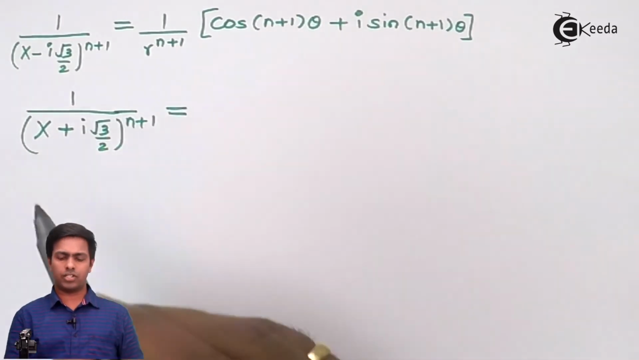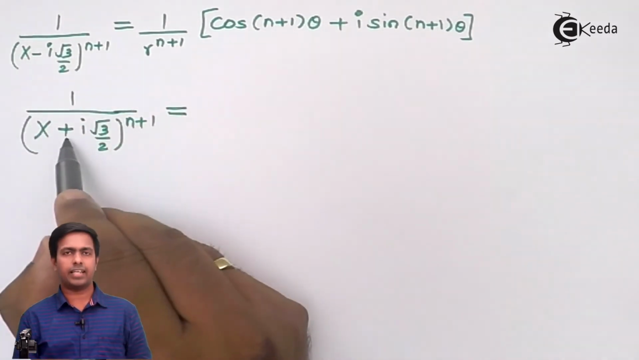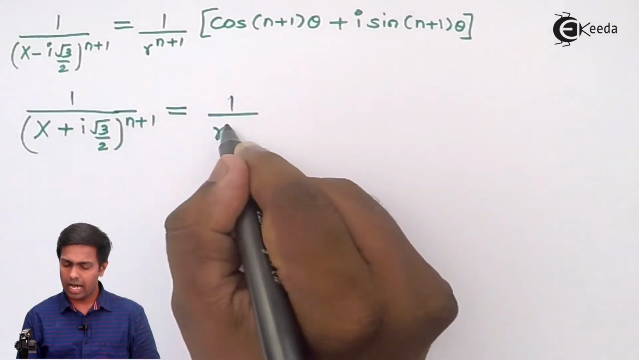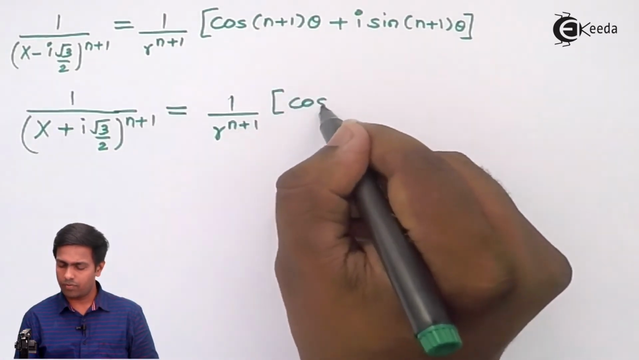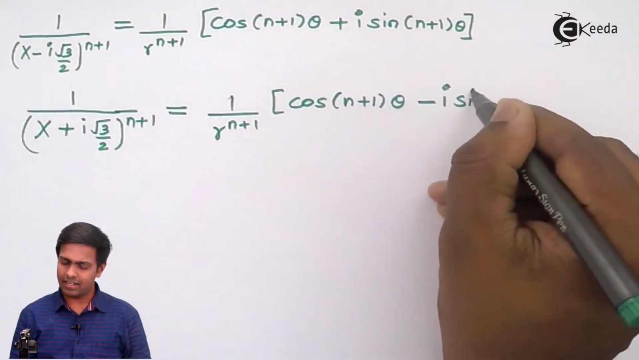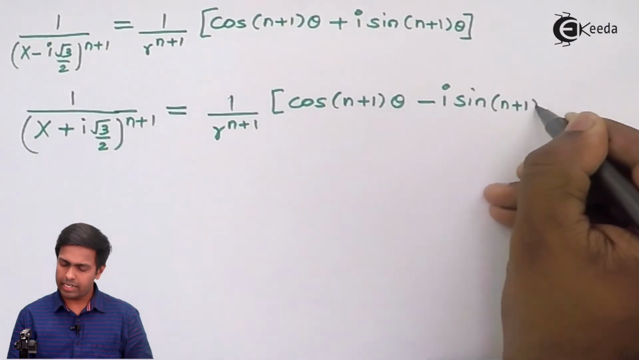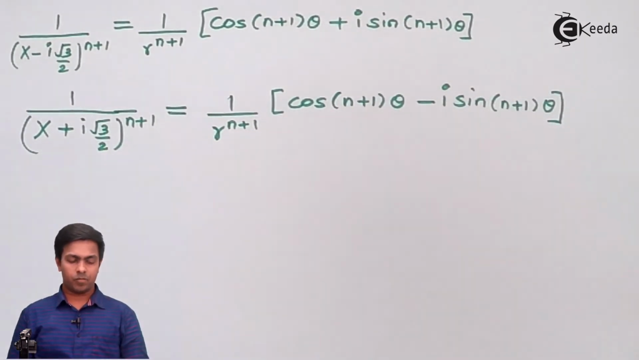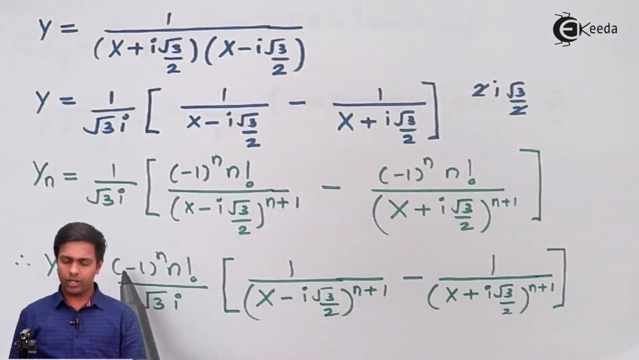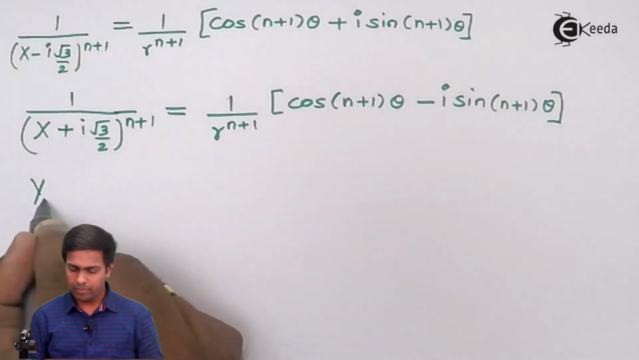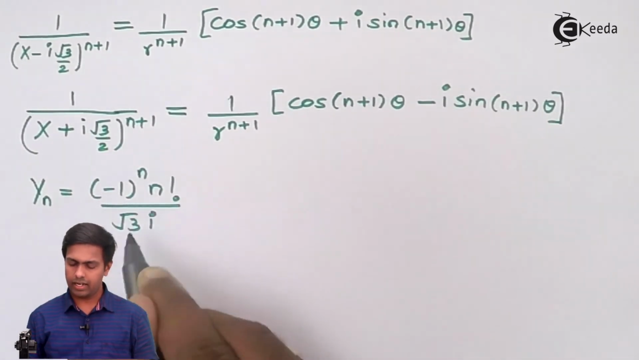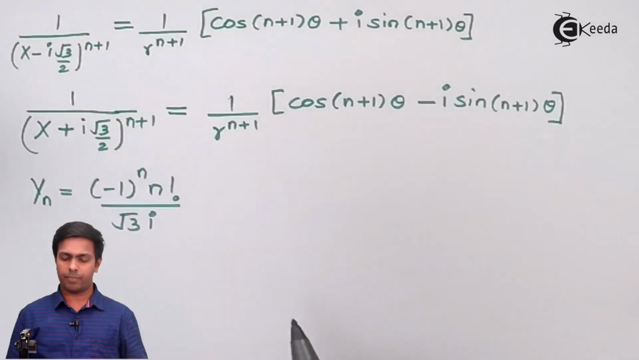Now guys, if you observe, these two terms are the same, the only difference is the sign. So in the answer, this positive sign will become negative. So we will get 1 upon r raised to n plus 1 into cos of n plus 1 theta minus i sin n plus 1 theta. Now guys, here we have to subtract these two values. So I'll write down these terms as they are. So y n will be minus 1 to the power n into n factorial upon root 3 i, and I will subtract these two values.